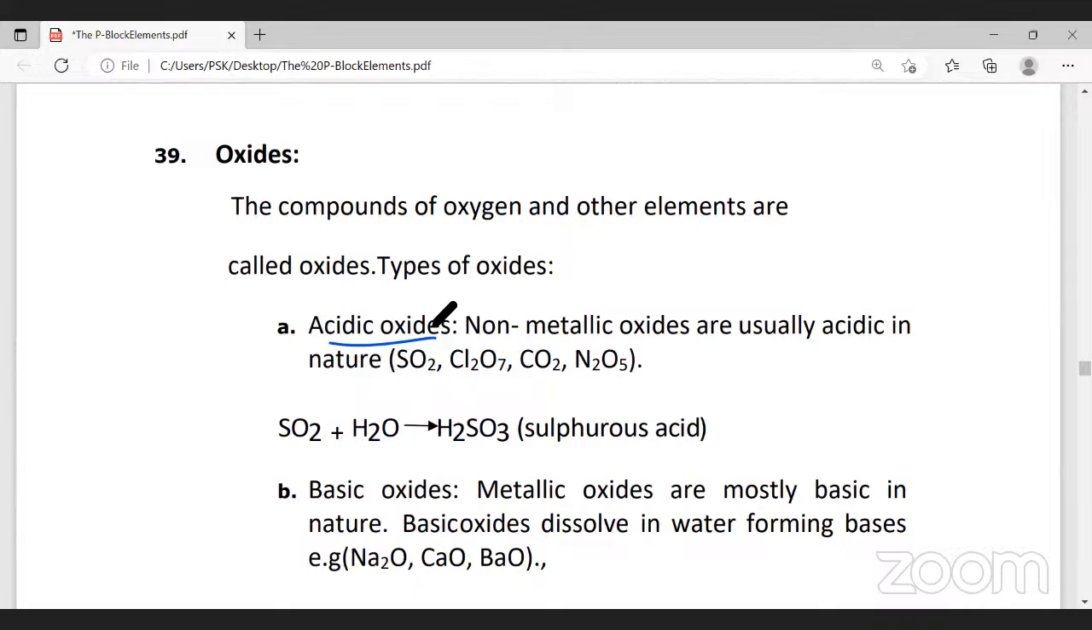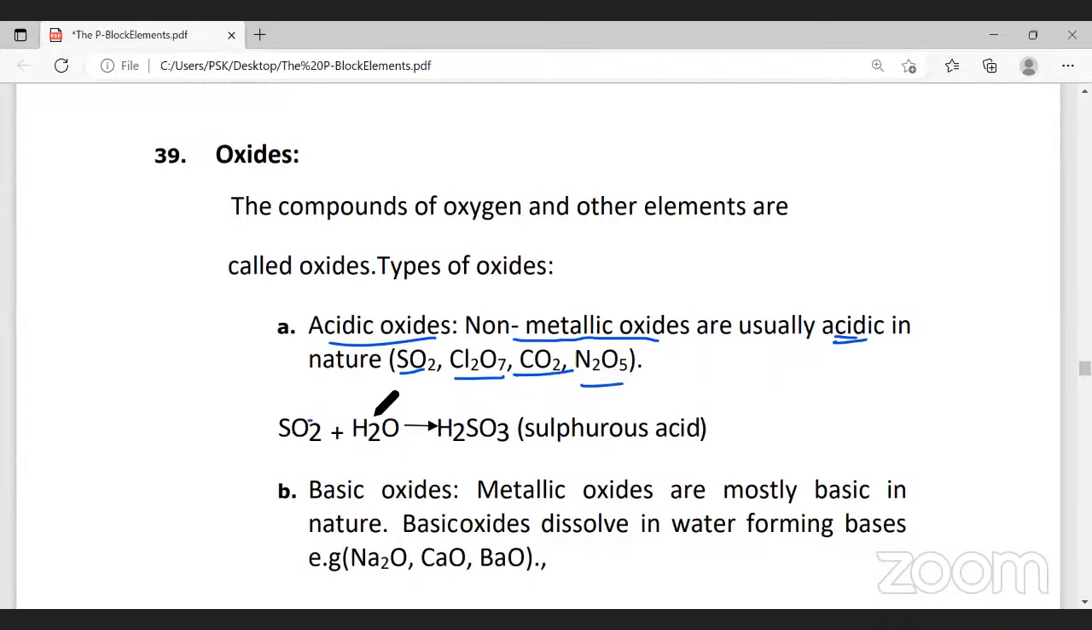Oxides which form an acid when combined with water are called acidic oxides. So any oxide, when dissolved in water, forms an acidic solution, then it will be called an acidic oxide. Generally, non-metallic oxides are usually acidic. Sulfur dioxide, Cl2O7, CO2, and N2O5 are non-metallic oxides.